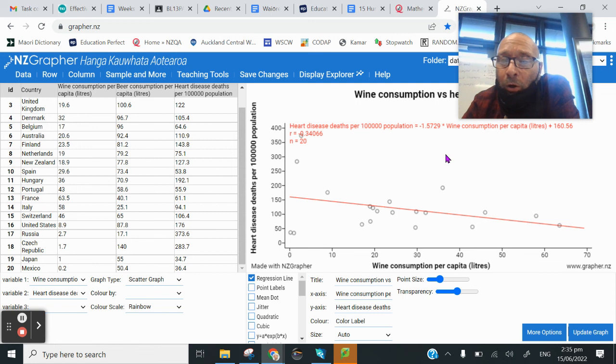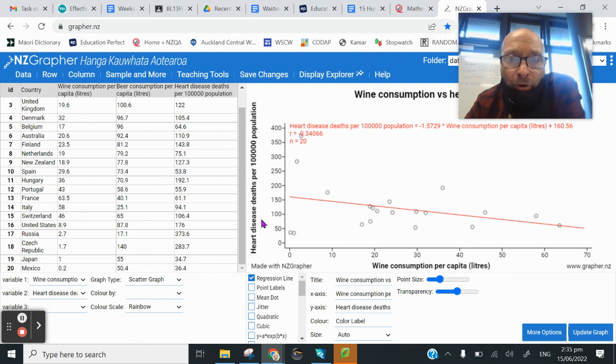But you're going to want to show all of the calculations, which is again 10 times negative 1.57 plus 160. And that's going to be your prediction for a wine consumption of 10 liters. You would get heart disease deaths out of 100,000 people of about 145.